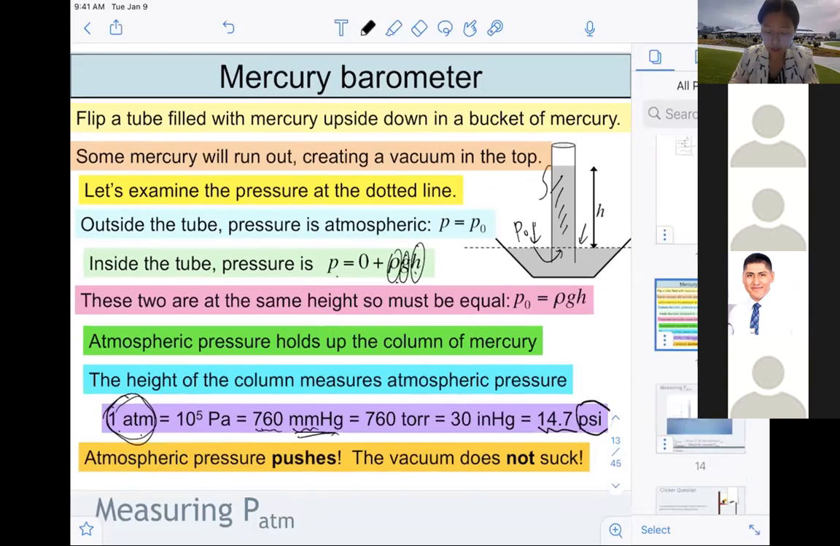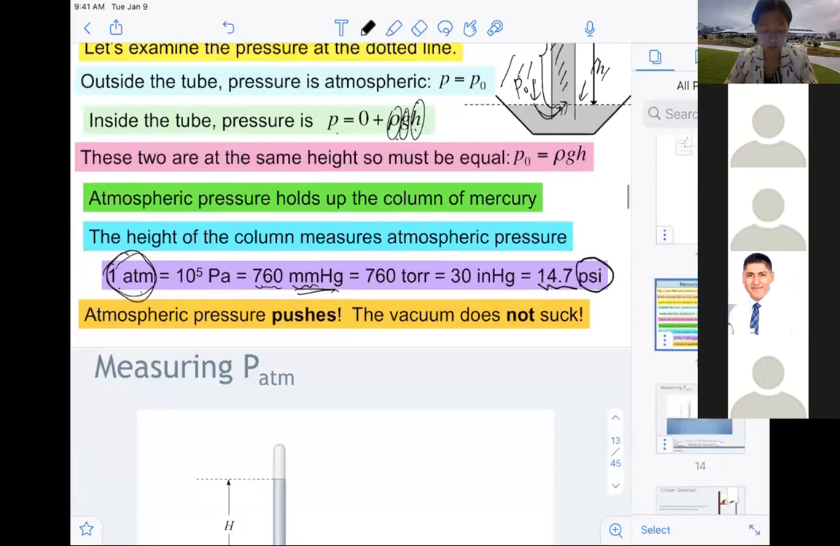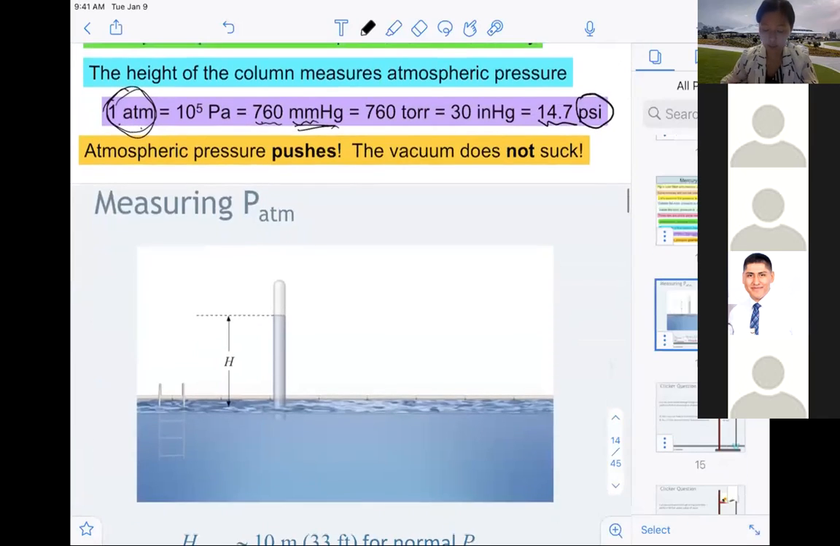The fact this mercury column did not fall out is not because this vacuum right here tried to suck it up. It's because the atmosphere pressure from the outside is pushing it in. Okay, so that is a very important thing. We will look at a question related to that later.